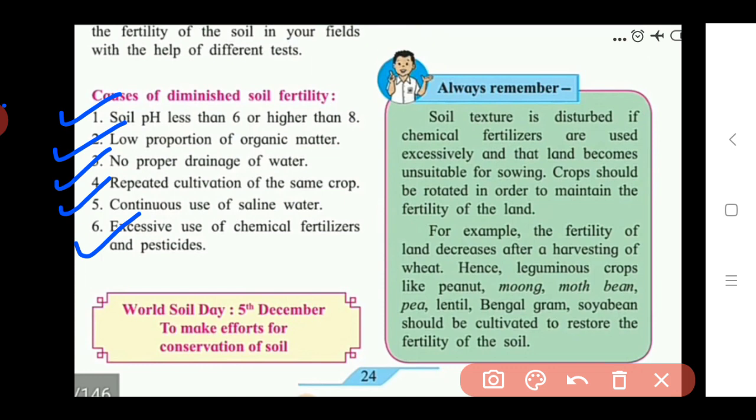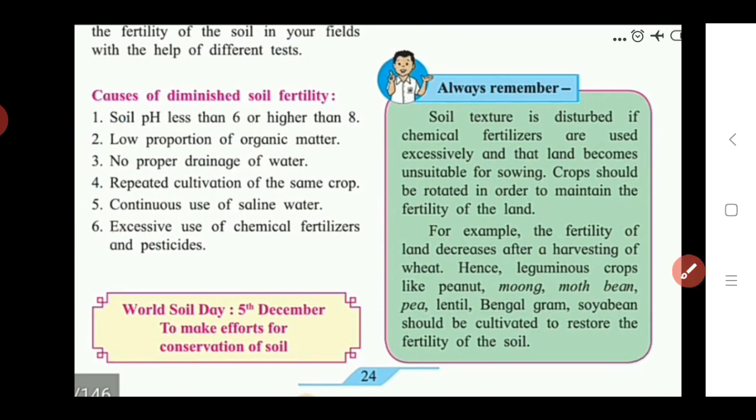So here we know the 5th of December is World Soil Day. Why is this day celebrated? To make efforts for conservation of soil. If we avoid such types of activities, then we can conserve the soil. So for awareness of the conservation of soil, the 5th of December is celebrated as World Soil Day.